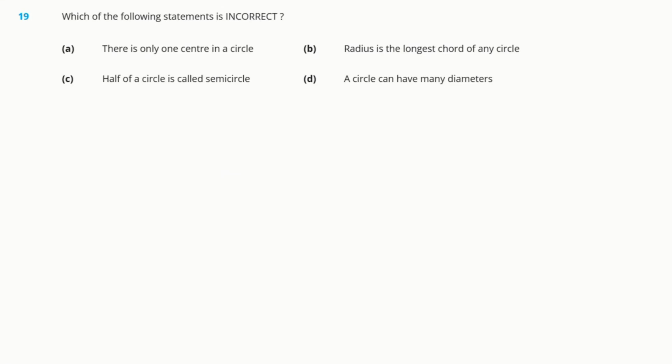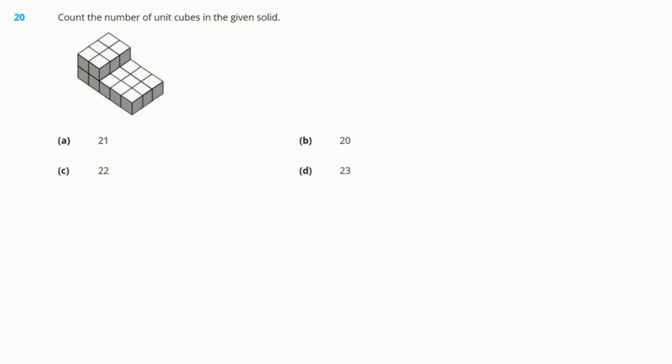Moving on to the next question, number 19. Which of the following statements is incorrect? There is only one incorrect. There is only one center in a circle. Yes, that's correct. Radius is the longest chord? No, radius is not even a chord. Diameter is the longest chord of any circle. So this is incorrect. So that is the answer.